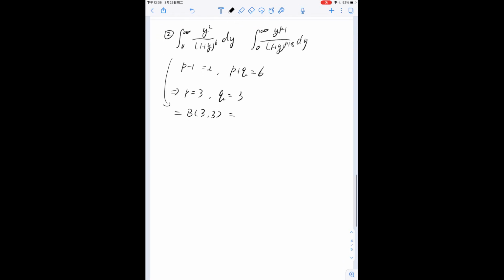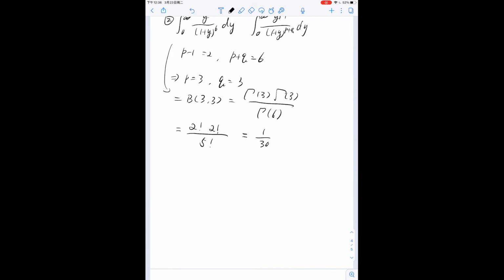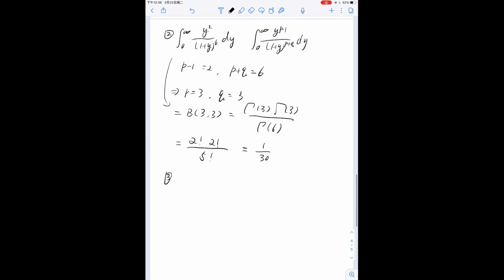It equals gamma 3 times gamma 3 divided by gamma 6, which is just factorial of 2 times factorial of 2 divided by factorial of 5, which is just 1 over 30. So this is a fairly simple one with the gamma and beta functions. Otherwise, it would take lots of effort to calculate it. Okay, let's see a last example.